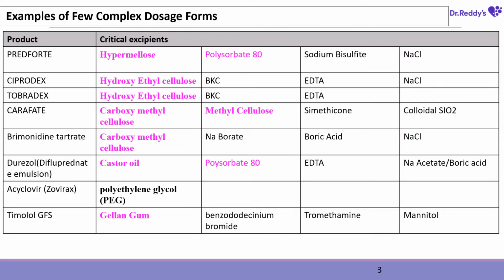So these are a few examples of complex dosage forms, mainly the ophthalmic dosage forms, where each product contains at least one polymeric excipient. In some of the products there would be more than one polymeric excipient as well. It poses very many challenges in quantification as well as grade identification as part of Q1, Q2 reverse engineering aspects.